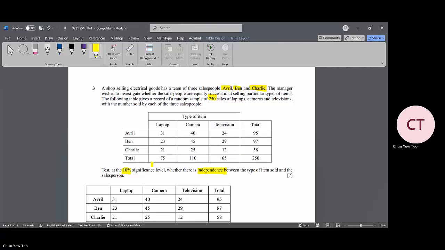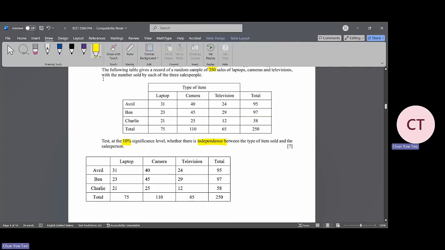the salesperson. Okay, so this one is obviously a chi-square test, so we need to review again the table. I want to find the expected frequency. Okay, so what they give you here in the table, all the values here, are called observed frequency. We are looking for the expected frequency. So the expected frequency, I will review again the table. Then how do you find the first value? Just take 75 multiply 95 divided by 250.